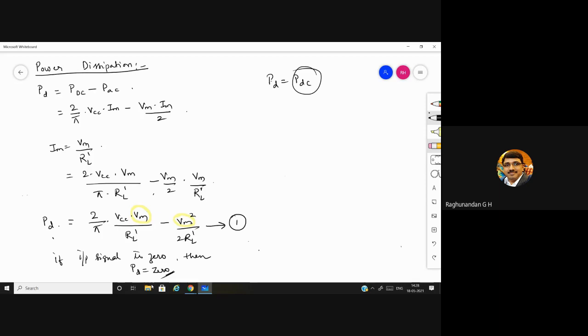That is fine. But see, whatever we are doing, it's a theoretical calculation. See, efficiency we are telling 78.5%. Practically we will not get 78.5%. We hardly get 68 to 70% practically. Okay, but if the input signal is 0, they are telling the power dissipation will be 0 according to this theoretical calculation. So according to you, it is a disadvantage.